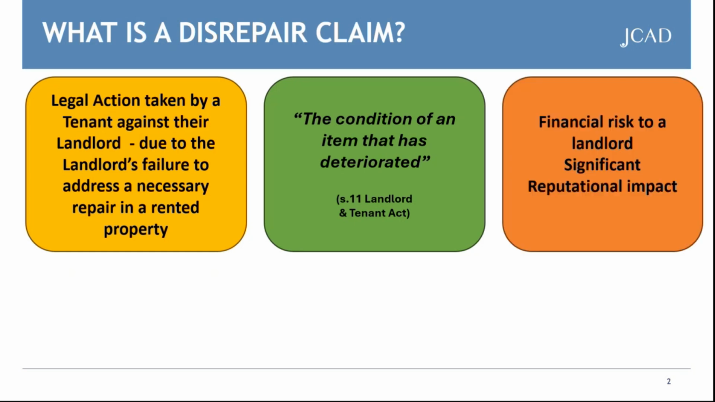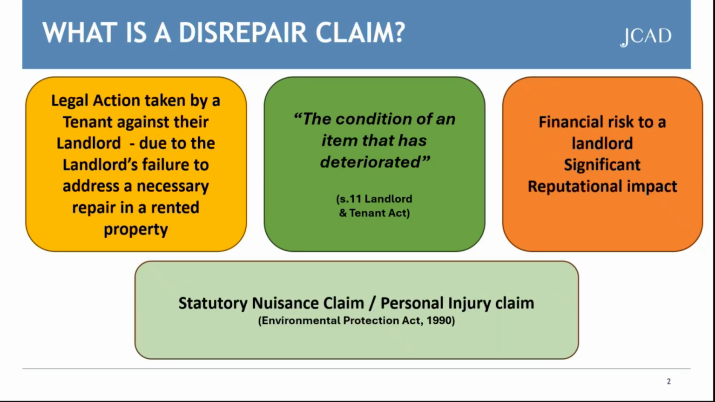And receiving a disrepair claim is generally a financial risk to your organisation, but one which would also have a huge reputational impact if it materialised. As a less common action, the tenant also has a choice to bring a statutory nuisance claim, which could result in a personal injury claim under Section 3 of the EPA. And it should be noted here that the EPA covers both actual and potential injury and physical and mental health issues as well.